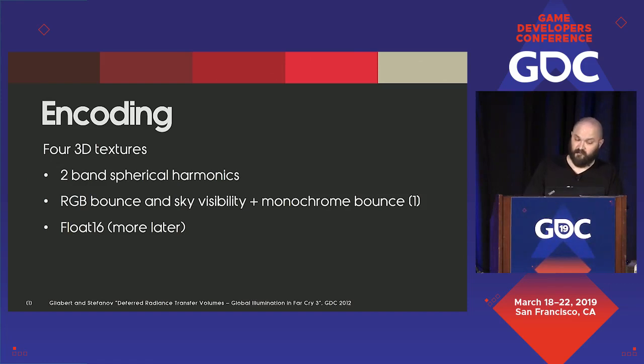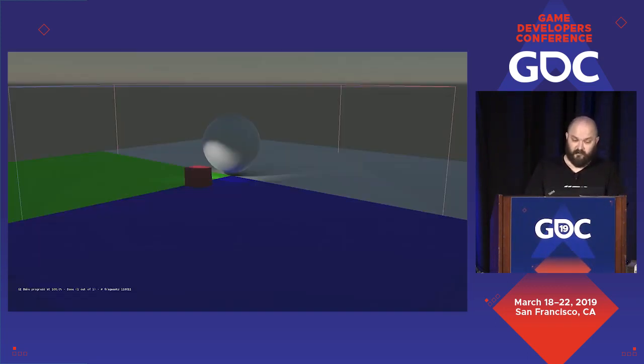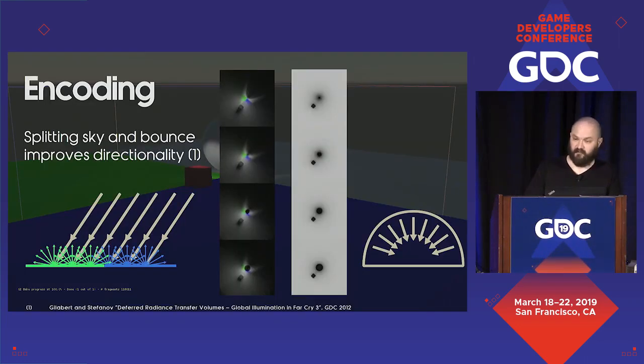The encoding is pretty simple. It's just 2-band circular harmonics, 4 textures. RGB contains the bounce lighting, and alpha contains the sky visibility and monochromatic bounce. So simple test scene, and an example of a few slices of what that texture might look like. Again, bounce lighting on the left, what looks like AO, but it's actually directional on the right.